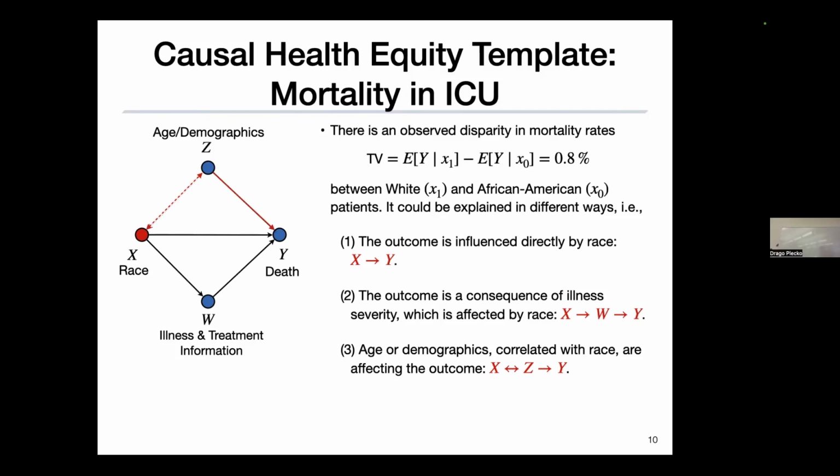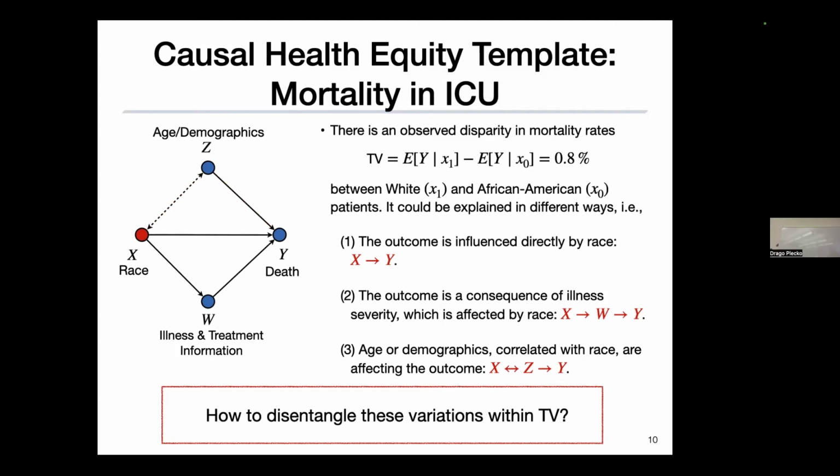And what is important is that when we look at these three different things, what you can see is that this measure here that we're going to call the TV measure, the total variation measure, puts all of these types of variations together, right? So the direct, indirect, and spurious effects are all grouped together in a single measure, right?